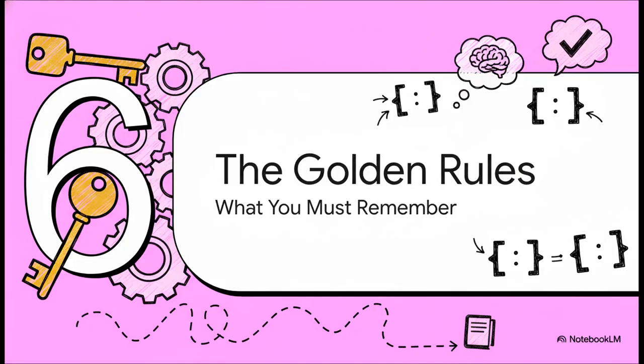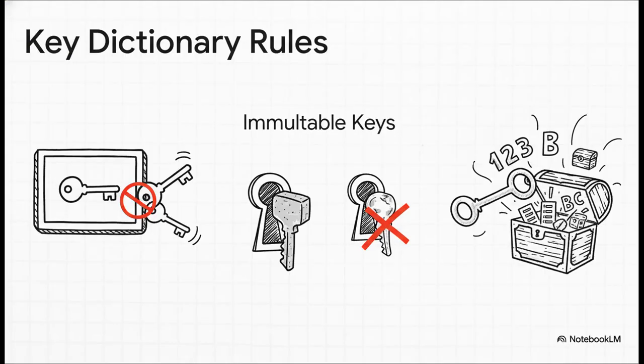So, to bring it all home, let's just quickly go over the golden rules. These are the two or three things you absolutely have to keep in mind to use dictionaries the right way. Okay, rule number one, keys have to be unique. You can't have two Januaries in your dictionary. If you try, the new one just overwrites the old one. Rule number two, keys have to be what we call immutable, which is just a fancy way of saying they can't change. That's why things like text and numbers make great keys, but something that can change, like a list, can't be a key. And finally, the values? Go nuts. Values can be anything you want. Numbers, text, lists, even other dictionaries.